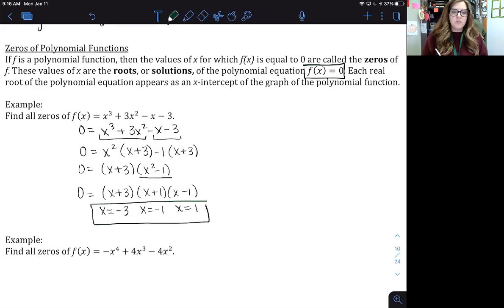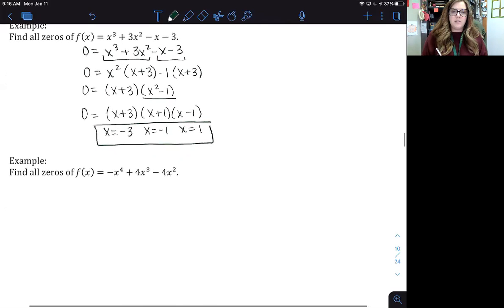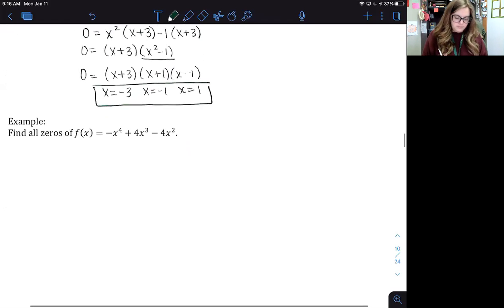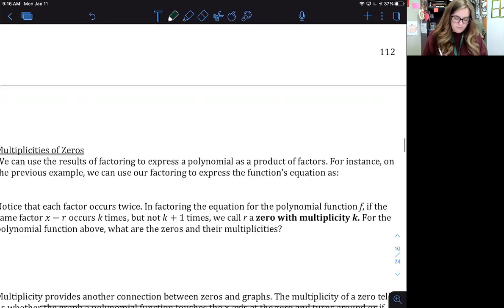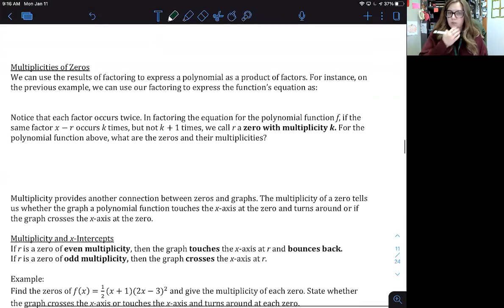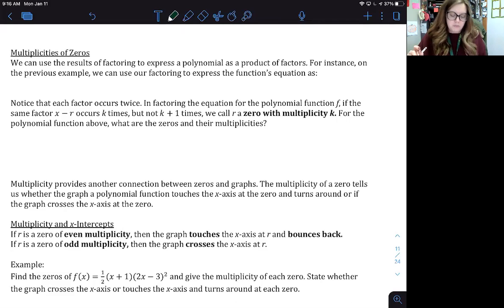So now I want you to try this second function, -x⁴ plus 4x cubed minus 4x squared, and see what those x-intercepts or those zeros would be. All right, so once we know the number of zeros, we're going to use this idea of multiplicities to determine what happens to our graph at that x-intercept.